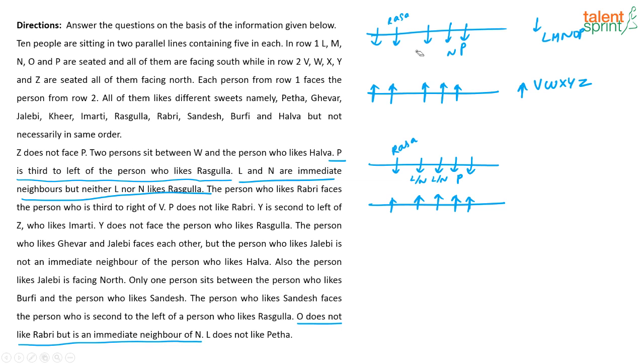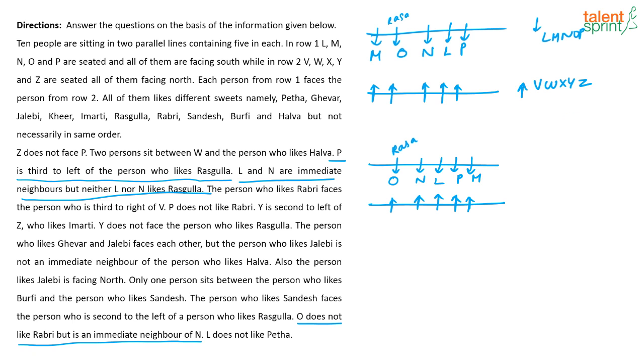If this was L and this was N, where will O come? O has to be an immediate neighbor of N, which is not possible in this case. So obviously this has to be N and this has to be L. So this will be O. Similarly here, this has to be L and this has to be N and this will be O. So what will this be? This has to be M. So we have got one row complete now.